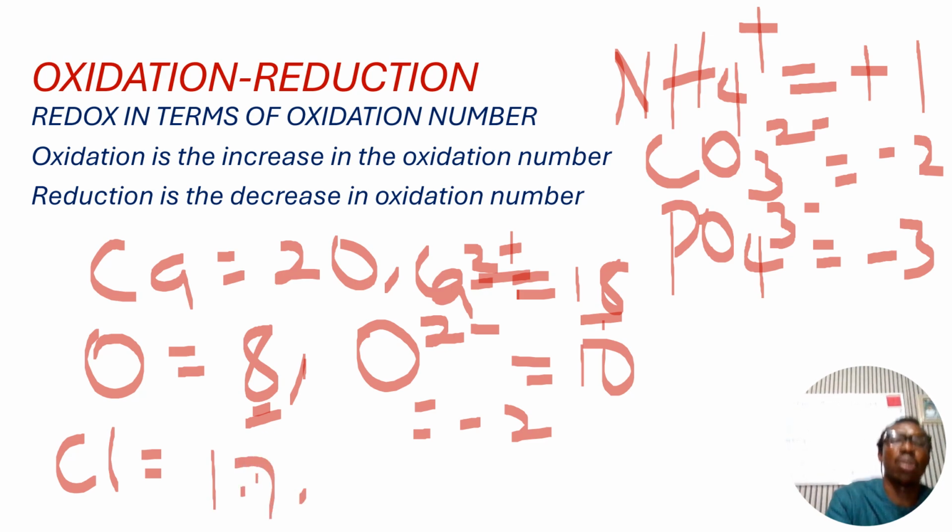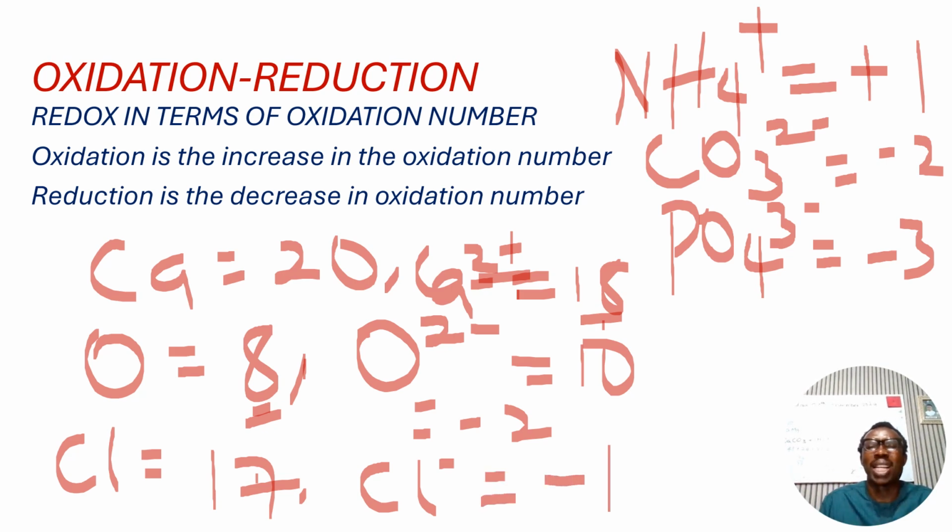For example, chlorine is 17. It is a non-metal and needs 1 electron to complete its octet state, to attain the nearest noble gas configuration. So when it gains 1 electron, you have Cl minus. So the oxidation number is equal to -1. So when we talk about oxidation number, it is the charge that is present in an ion.